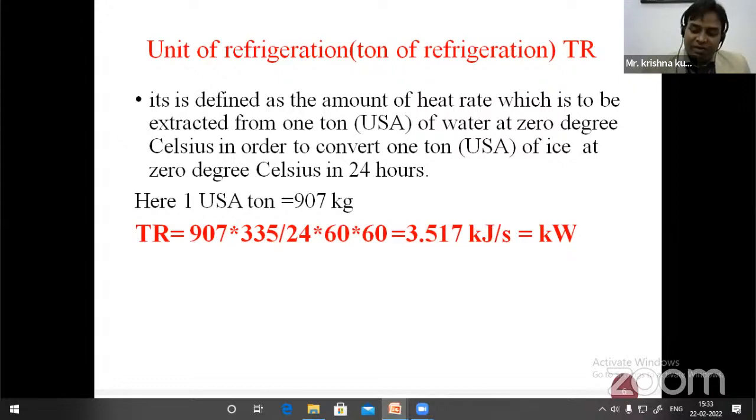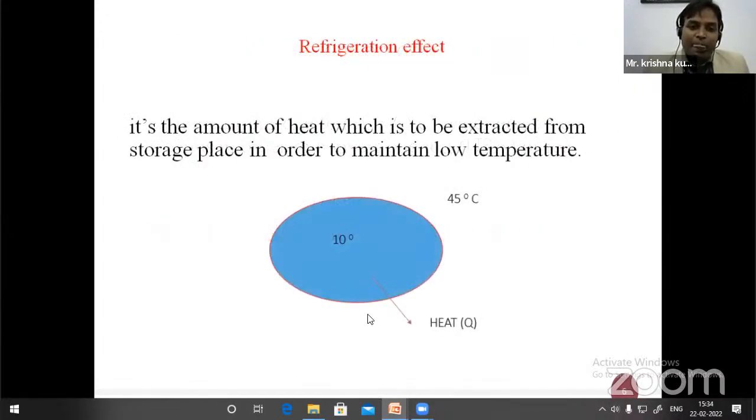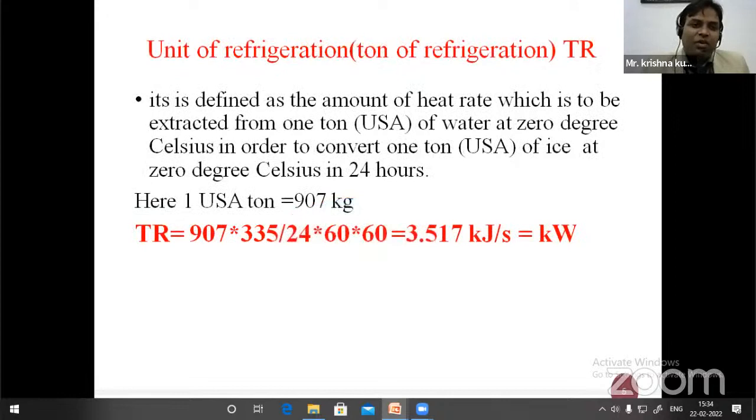in 24 hours. Suppose this is the space, and here we have 1 ton of water, or you can say ice. If we want to convert that water into ice in a specific time, that is 24 hours, and the ton here is the US ton, which in kg is around 907 kg. That amount of heat we extract from the water in order to convert it into ice in 24 hours is generally 1 TR, or 1 ton of refrigeration, or unit of refrigeration.